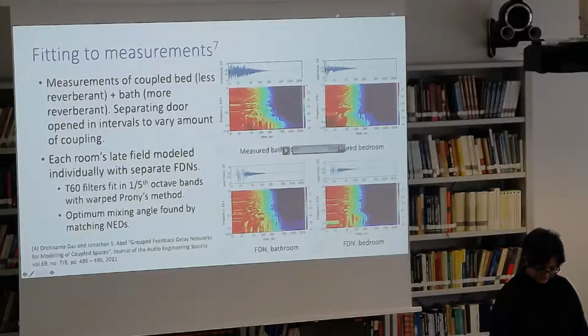And this is the bedroom. So it's much shorter. And the FDN.